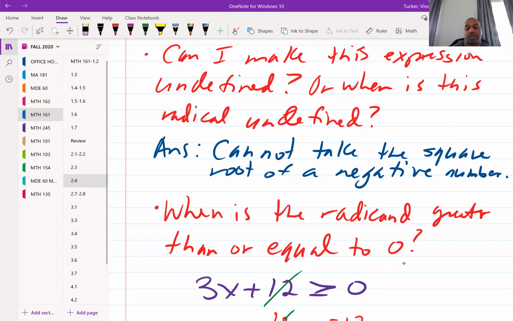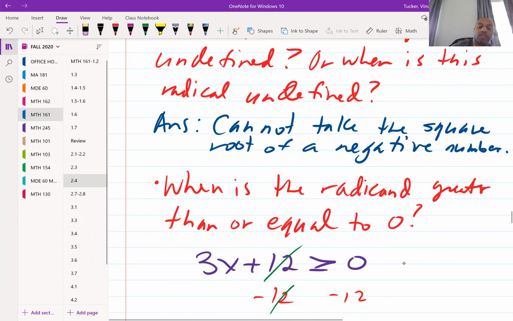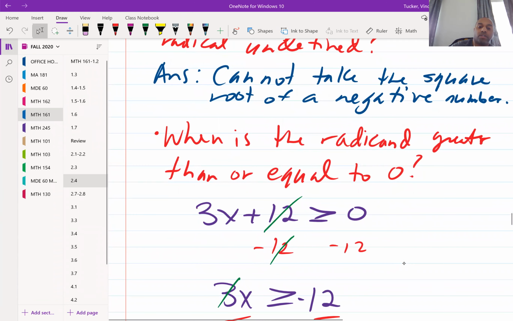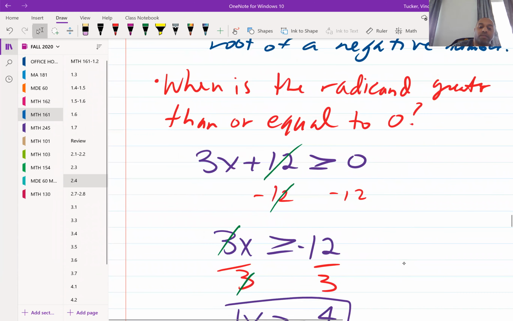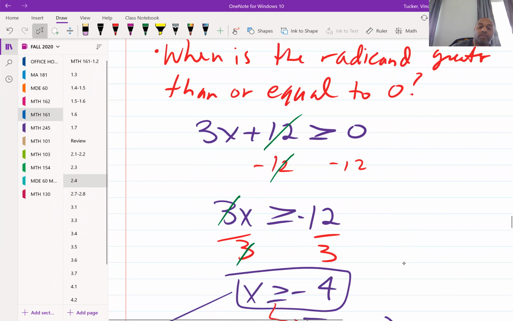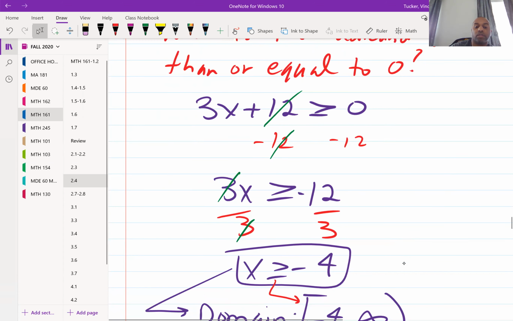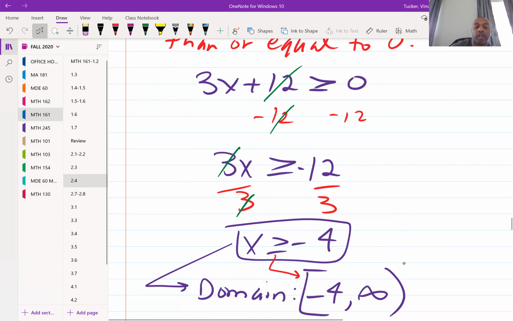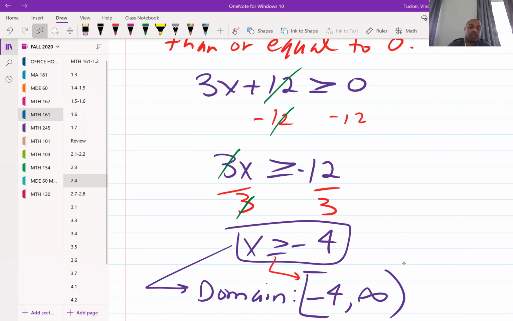So 3x plus 12 is greater than or equal to 0. Remember, the greater than are the positive values. Subtract 12, divide by 3. x is greater than or equal to -4. And so to write our domain in interval notation, that'd be -4 to positive infinity.